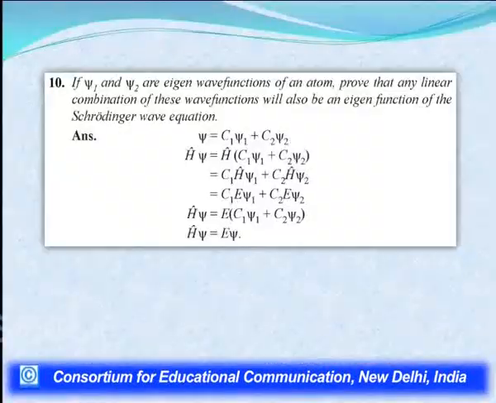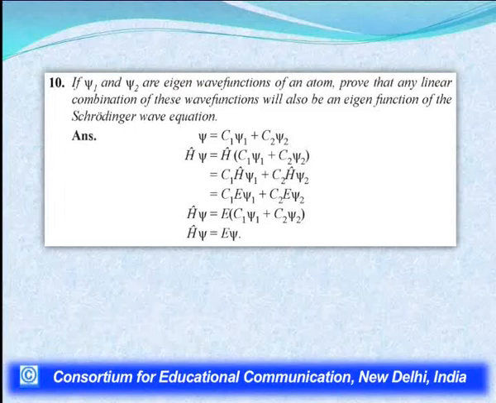Then H operator on psi, because we have to check the eigen wave function. Instead of psi, just put C1 psi 1 plus C2 psi 2, and then the H operator operates on the wave function. You can see the answer on the slide: H operator acts on C1 psi 1 and gives E, and then I have taken E common, C1 psi 1 plus C2 psi 2, which is psi again. So it gives you the Schrodinger wave equation, H psi equals E psi.